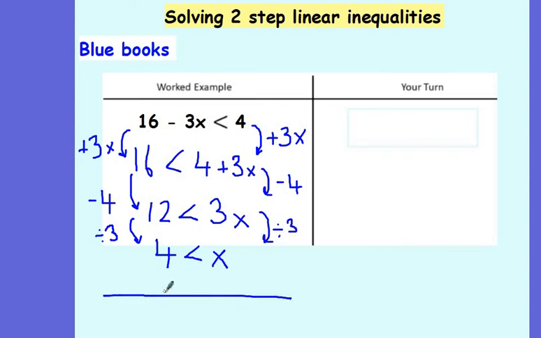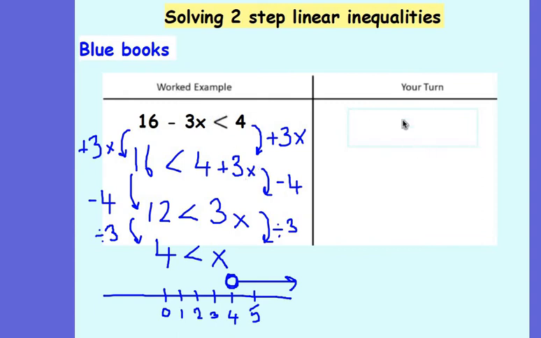On a number line, 0, 1, 2, 3, 4, 5. We've got x is greater than but not equal to, so it's got to be an empty circle, and it could be any of these values. For example, if x was 5, 16 take away 3 times 5 would give me 1. 16 take away 15, 1 is less than 4, it would work.